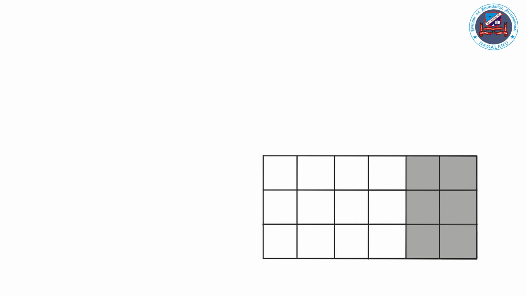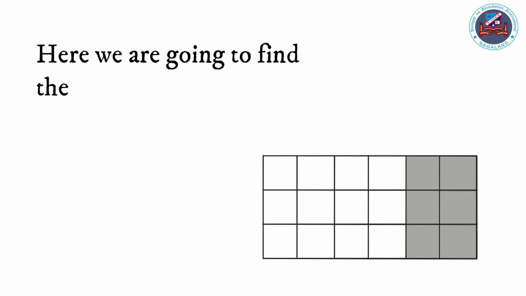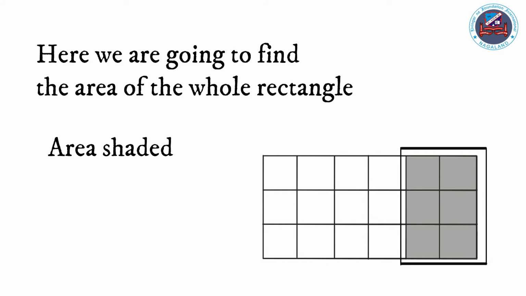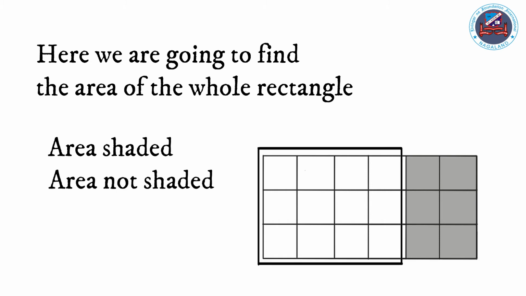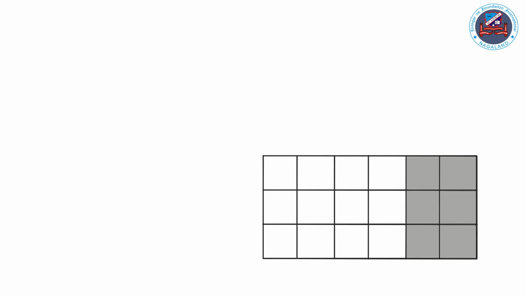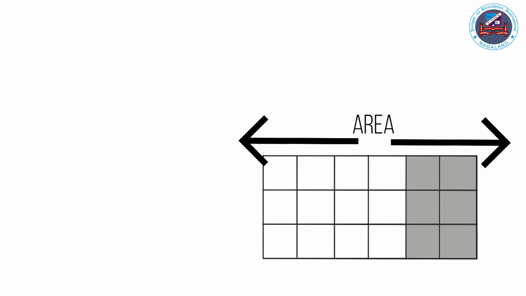Let's try out these questions. Here, we're going to find the area of the whole rectangle first, and then area shaded, and then area not shaded, and lastly, we'll find the fraction of the rectangle shaded. First, let's find out the area of the whole rectangle.